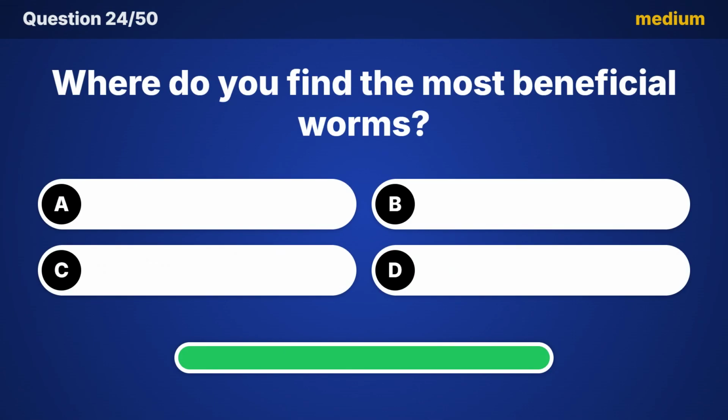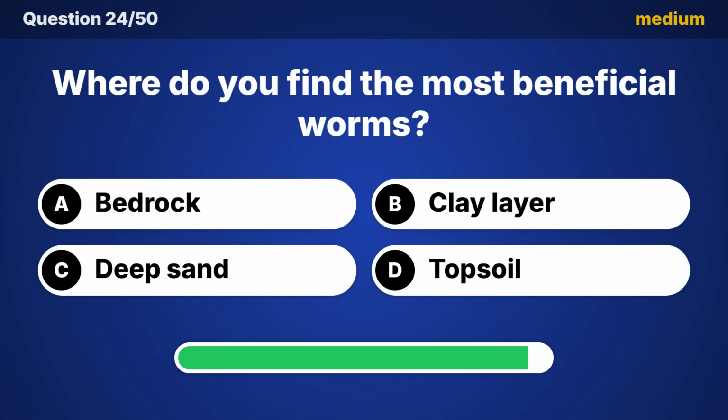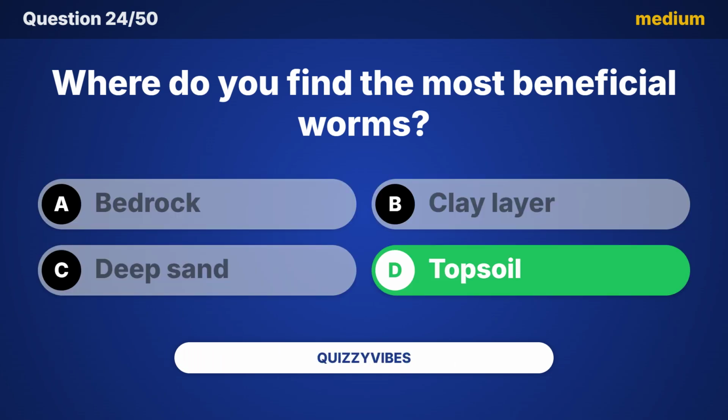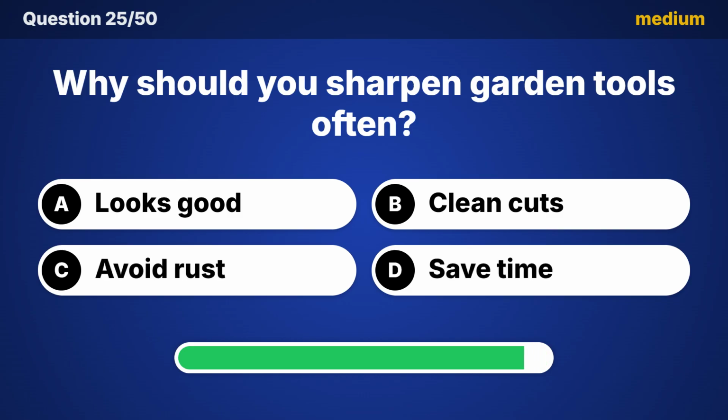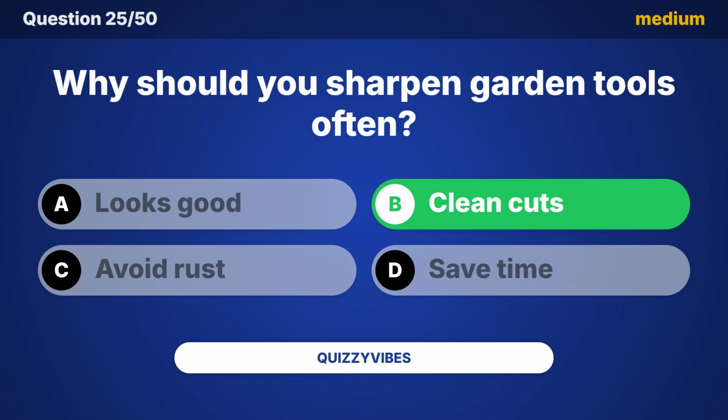Where do you find the most beneficial worms? Did you guess it? The answer is topsoil. Why should you sharpen garden tools often? Time's up. It's clean cuts.